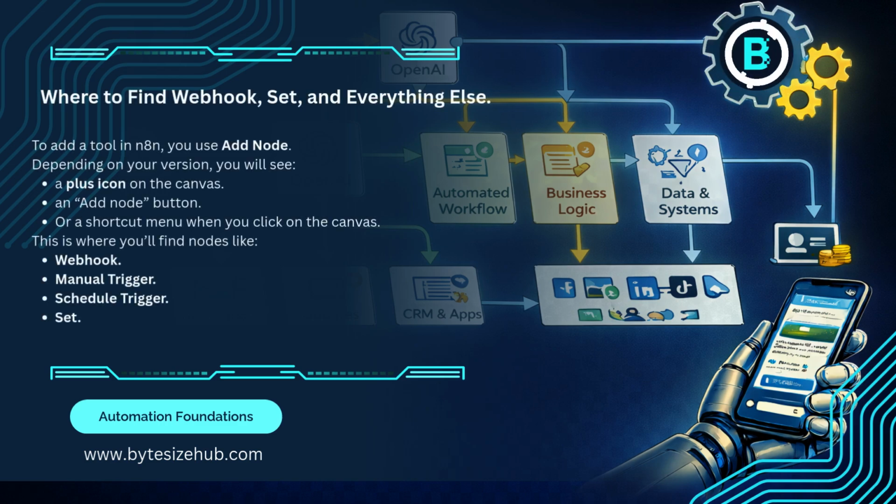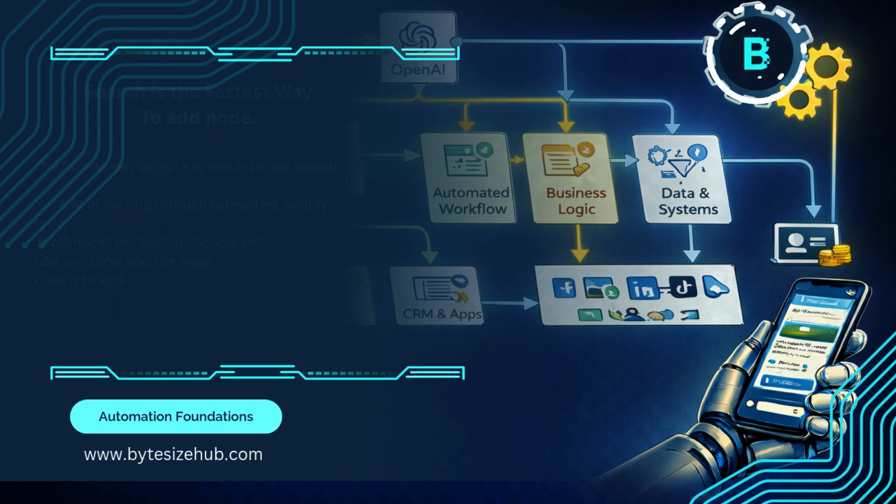Where to find webhook, set, and everything else. To add a tool in n8n, you use Add Node. Depending on your version, you will see a plus icon on the canvas, an Add Node button, or a shortcut menu when you click on the canvas. This is where you'll find nodes like webhook, manual trigger, schedule trigger, set.